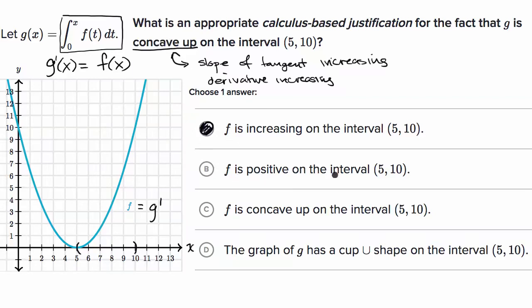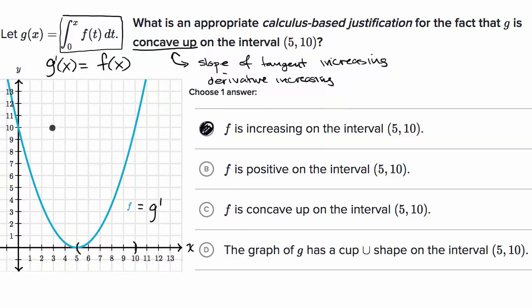F is positive on that interval. That's not a sufficient calculus-based justification, because if your derivative is positive, that just means your original function is increasing. It doesn't tell you that your original function is concave up. F is concave up on the interval. Well, just because your derivative is concave up doesn't mean that your original function is concave up.